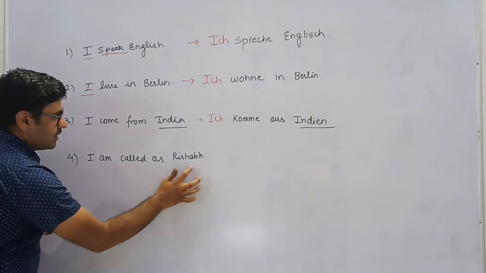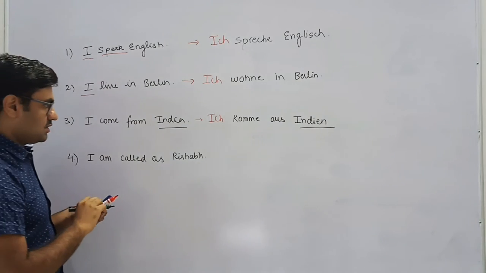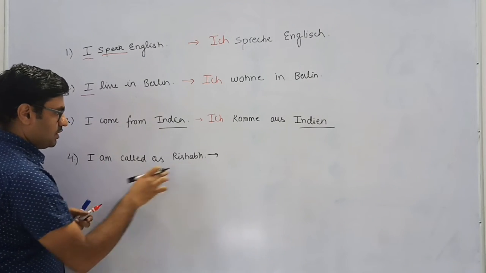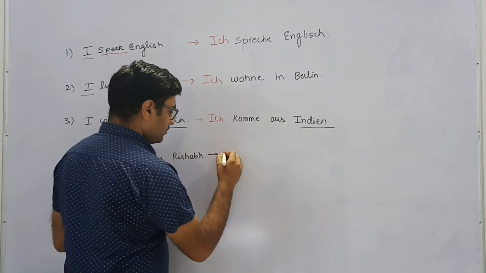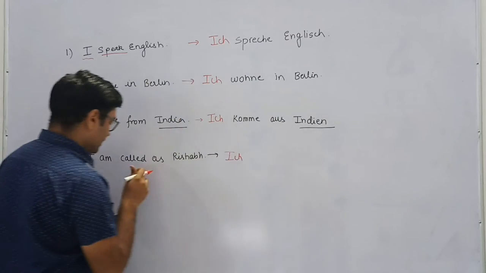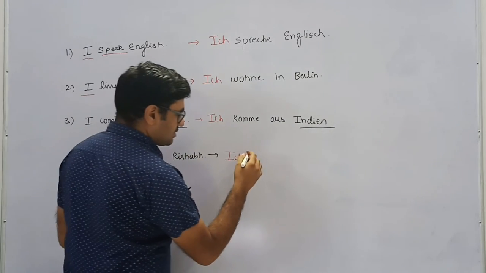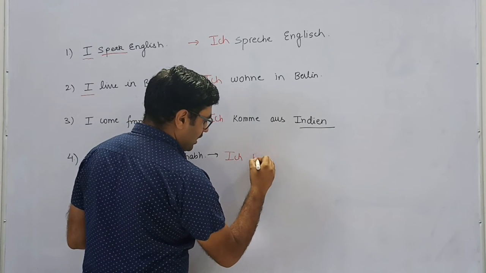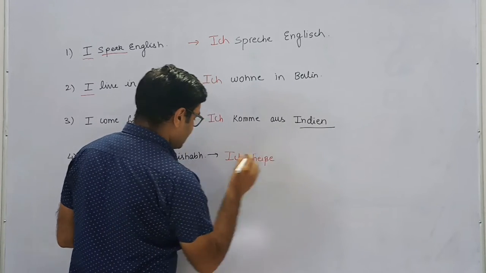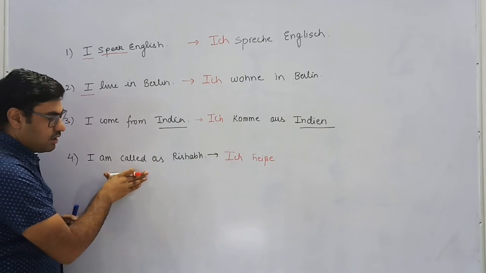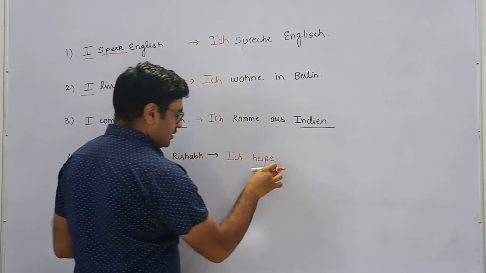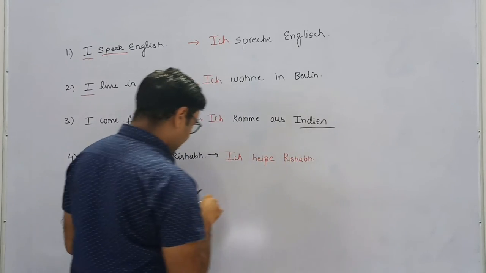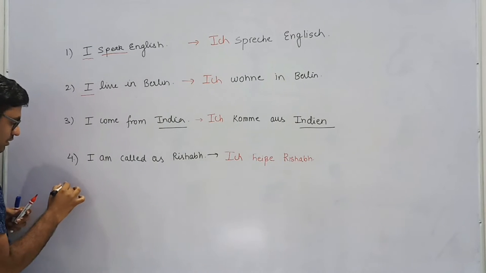I am called Rishabh. I have two ways to say this. First one, if I am saying I am called Rishabh, I'll say ich, then to be called as, heißen. The root word is heißen. For this, I'll use heißen and then Rishabh. Ich heiße Rishabh. Again, there is one more way to say that.